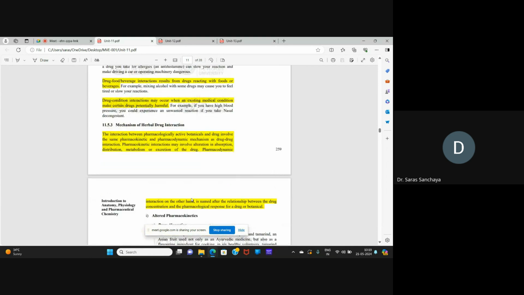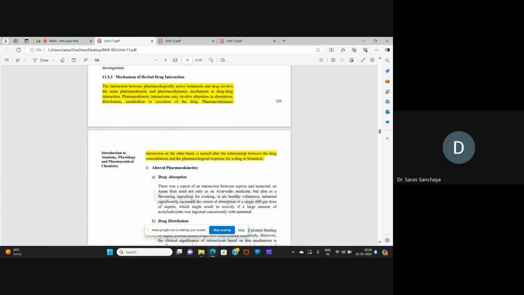Mechanisms of herbal drug interaction. The interaction between pharmacologically active botanicals and drugs involves the same pharmacokinetic and pharmacodynamic mechanisms as drug drug interaction. Pharmacokinetic interactions may involve alteration in absorption, distribution, metabolism, or excretion of the drug. Pharmacodynamic interaction, on the other hand, is named after the relationship between the drug concentration and the pharmacological response for a drug or botanical.